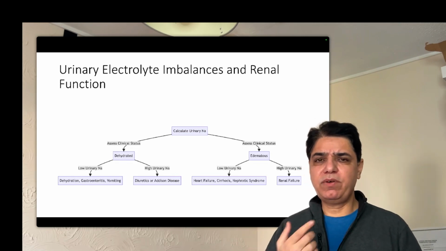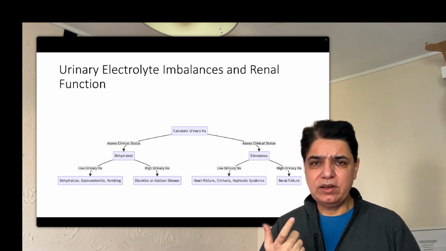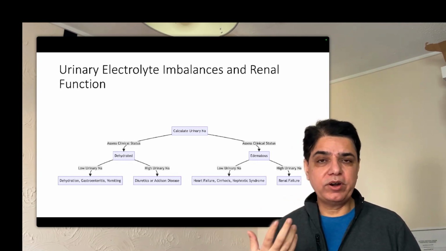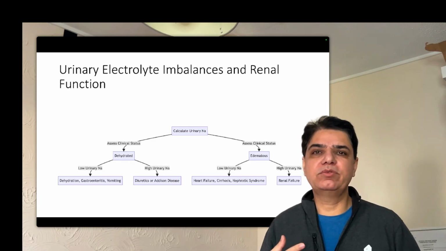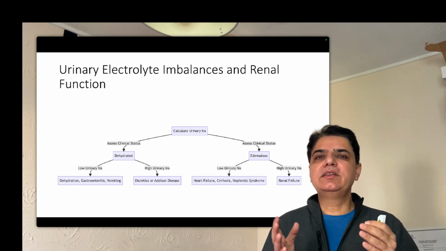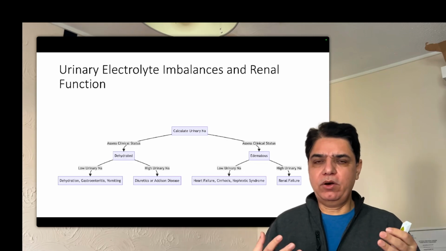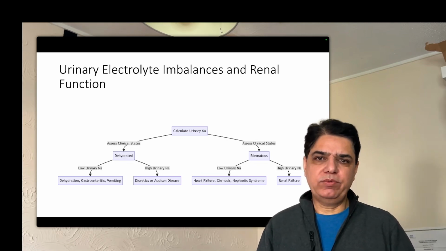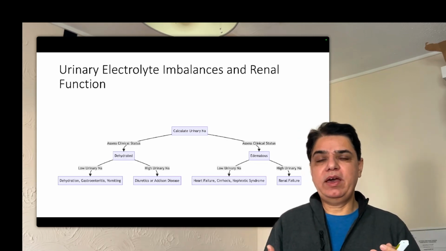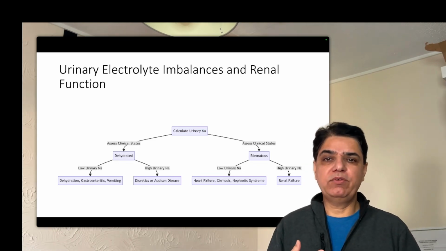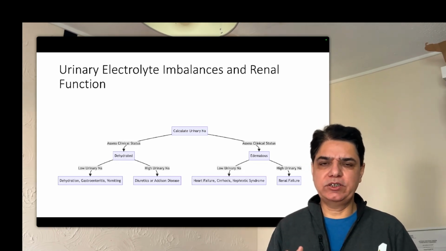What has caused congestive heart failure? What has caused, let's say, chronic liver failure? What is causing nephrotic syndrome? Whatever is the reason, there is a congestion or congestive state of the body. And what happens is that they usually would be having low serum sodium as well, and low urinary sodium as well. So think of the congestive states.